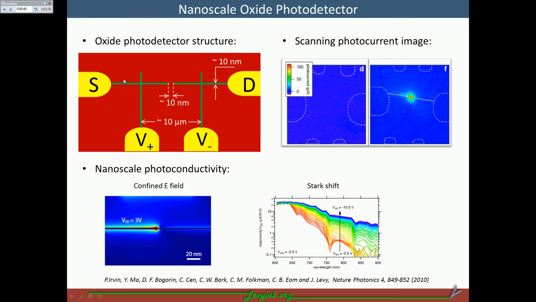So you may wonder how we can claim the photoconductivity comes from the nanojunction. One argument is that from the simulation, we see the electric field from source wires is strongly confined around the nanojunction. And a second piece of evidence is the Stark shift we observe in the measurement. By combining these two, I think it's convincing to say that this nanojunction is photoconductive.